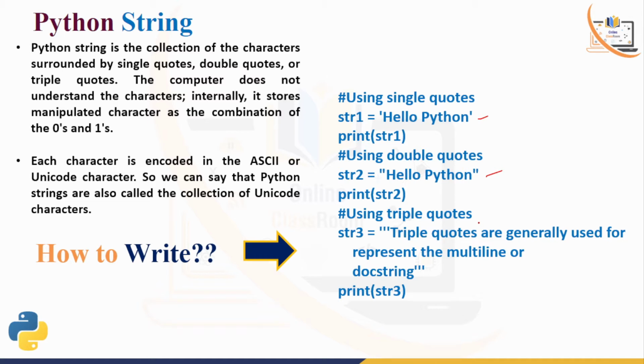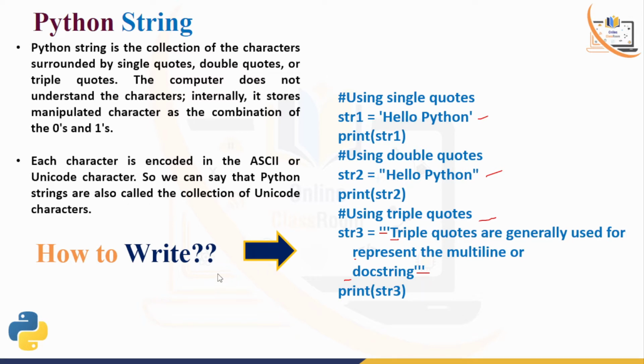And using triple quotes, if we want to write a string with multiple lines, then we have to use the triple quotes. Here there is a first line, a second line, and a third line. That's why we have to write it in triple quotes. And if we want to print it, we write print str3.